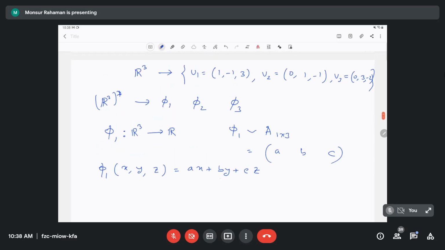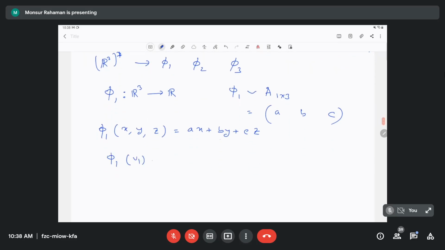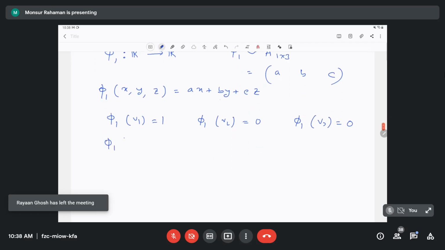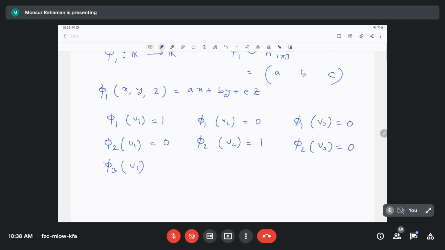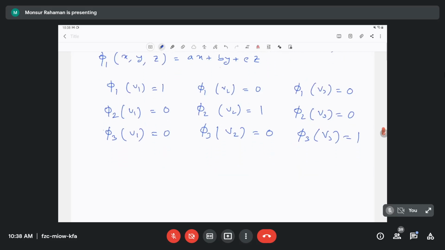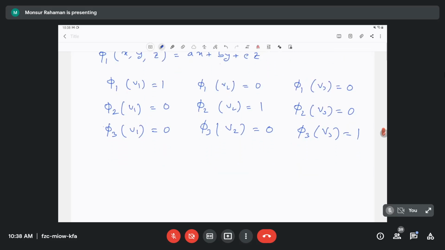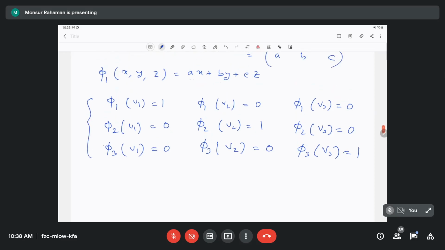Which relation? phi 1 of V1 is equal to 1, phi 1 of V2 is 0, phi 1 of V3 is 0, phi 2 of V1 is equal to 0, phi 2 of V2 is equal to 1, phi 2 of V3 is 0, and phi 3 of V1 is 0, phi 3 of V2 is 0, and phi 3 of V3 is 1. This is the relation. So by using this relation, you can find A, B, C.